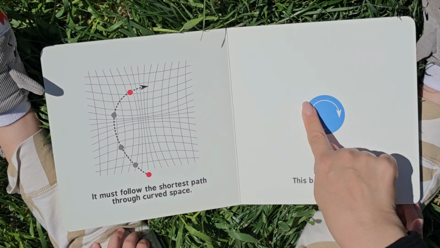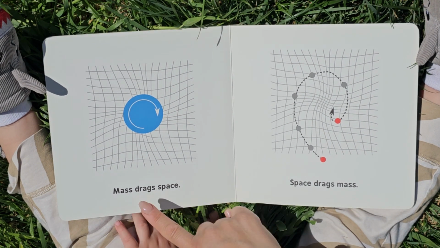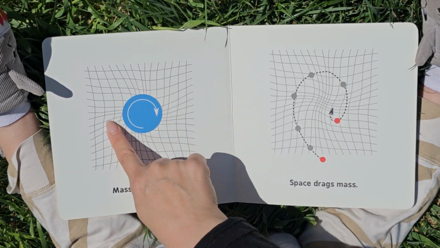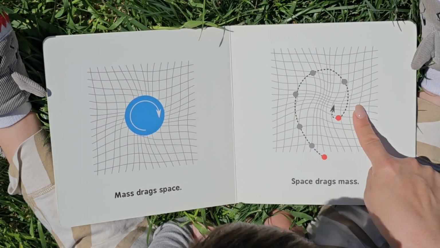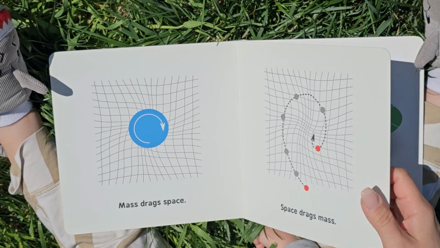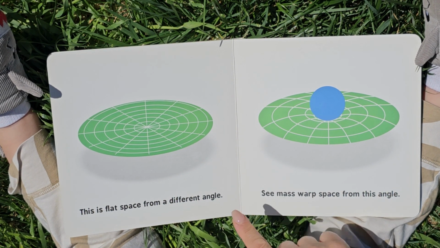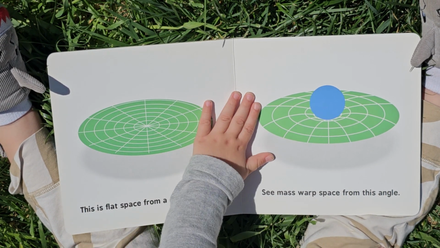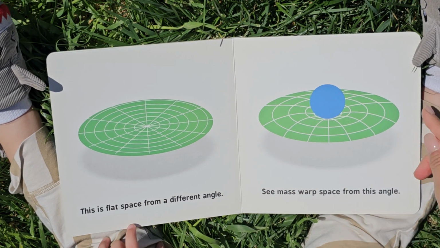This ball is spinning. Do you like to spin? Mass drags space. Space drags mass. See, it's going into a spiral. This is a flat space from a different angle. Angle. See, mass warps space from this angle.